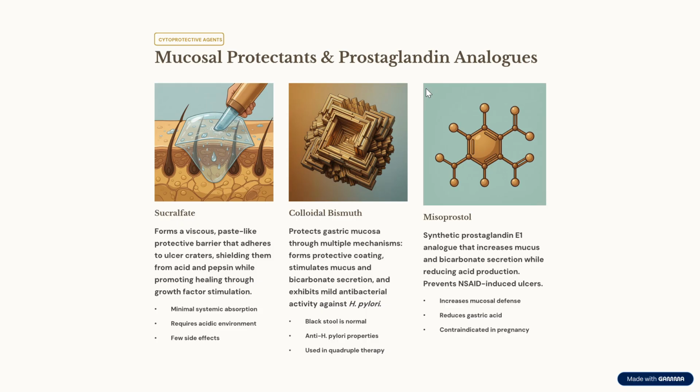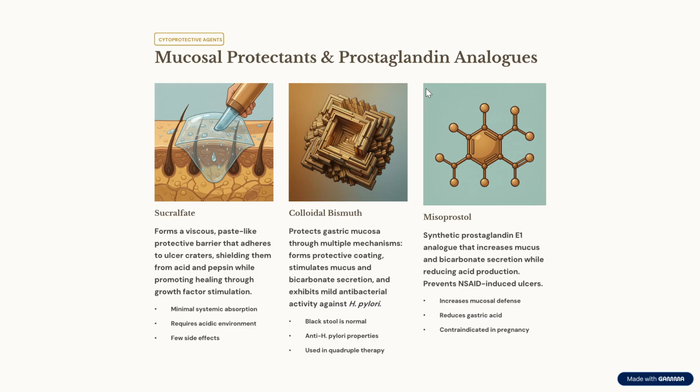Second example is colloidal bismuth, which protects the gastric mucosa through multiple mechanisms: it forms a protective coating, stimulates mucus and bicarbonate secretion, and exhibits mild antibacterial activity against H. pylori. Black stool is normal while using colloidal bismuth. It has anti-H. pylori properties and is used in quadruple therapy.